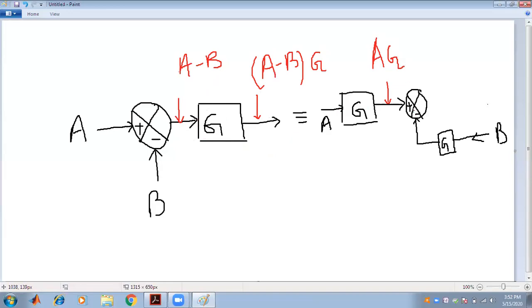And it is fed to this summing point. And this is B and it is multiplying with G, so the output from that multiplying is BG. So one is plus AG and one is minus BG. So the total output from the other block is A minus B into G. So if you see, the output from both blocks is the same. So this is another process of block reduction technique.